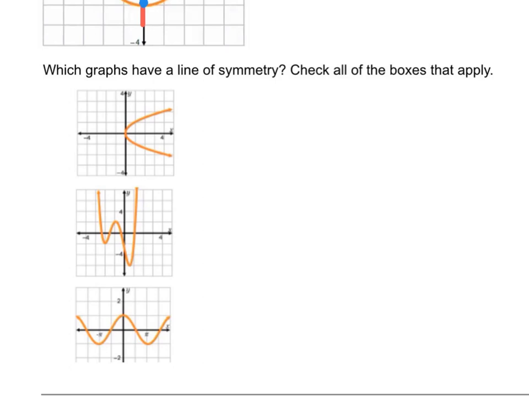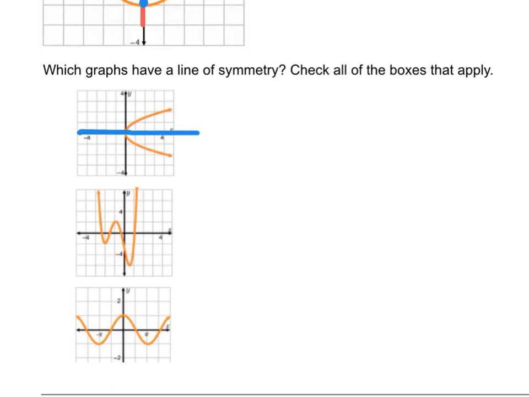This question says, which graphs have a line of symmetry? Check all the boxes that apply. The way I think about it is, can I cut this graph in half so that each point is equidistant from that line of symmetry? In this case, we have a horizontal line that goes through what looks like a sideways parabola.